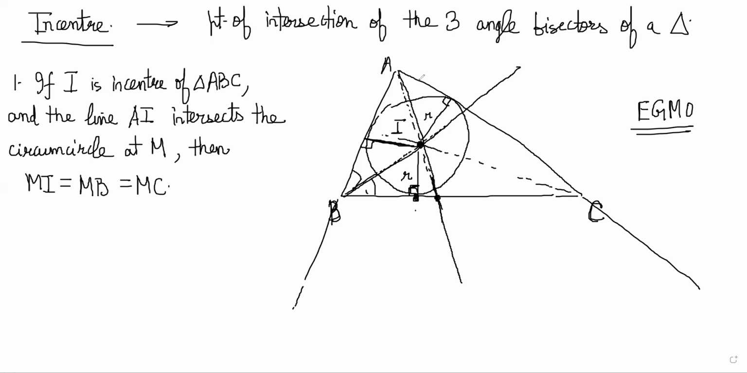Basically, what it is saying is AI is the line joining the incenter to the vertex A, and if you extend that line, it will cut the circumcircle of the triangle somewhere, right? Let's say this was the circumcircle.